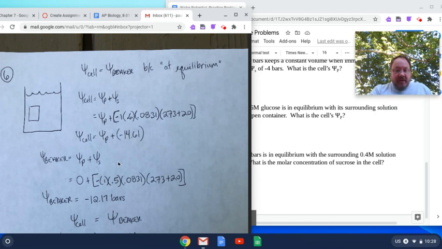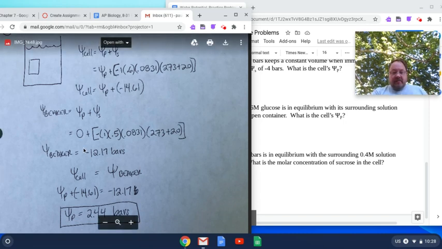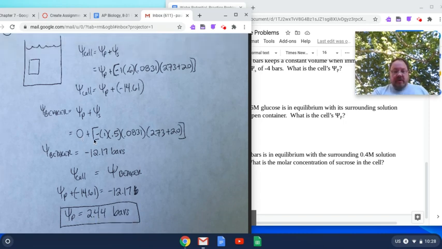What do we know about the beaker? Well, the beaker, again, is an open container, so the pressure potential will be 0. You're still using, I think it was sucrose, right? So let me see. That's still a carb, so the ionization constant is 1. They said it's 0.5 molar, so we add that in. And again, it's still going to be at the same temperature, and we still have that same constant. So we find that the overall water potential for the beaker is negative 12.17 bars.